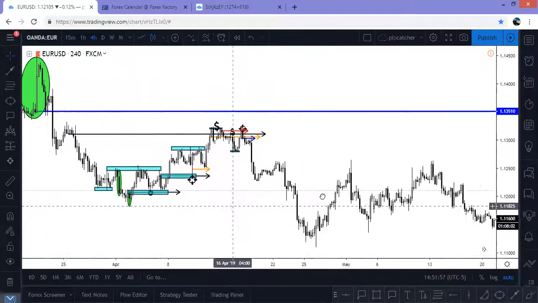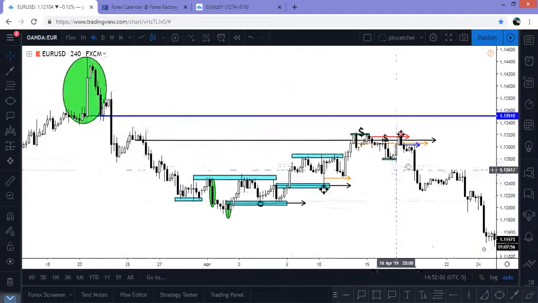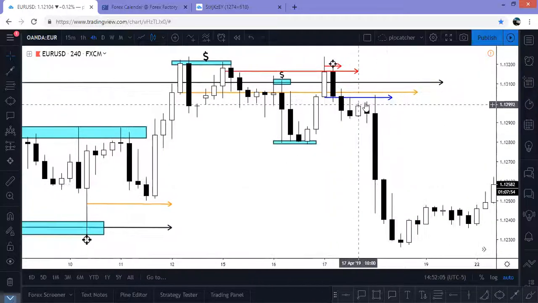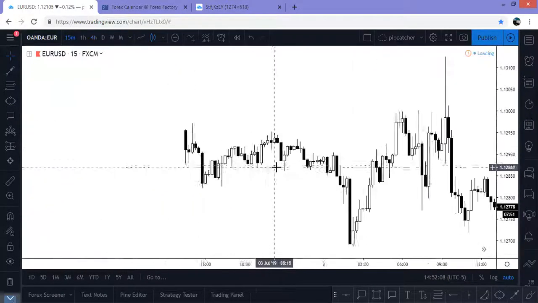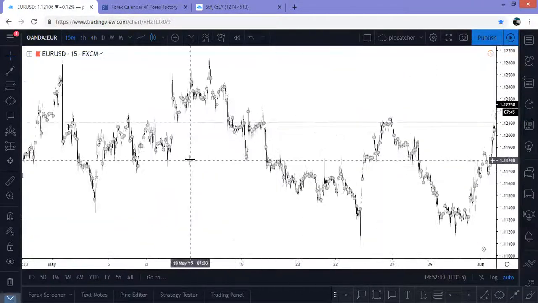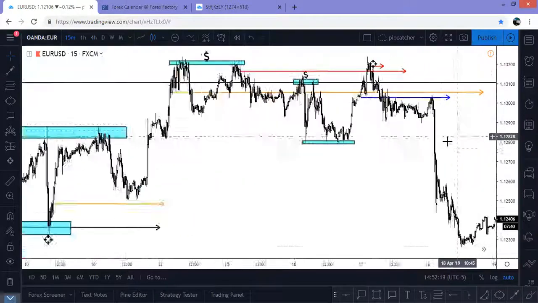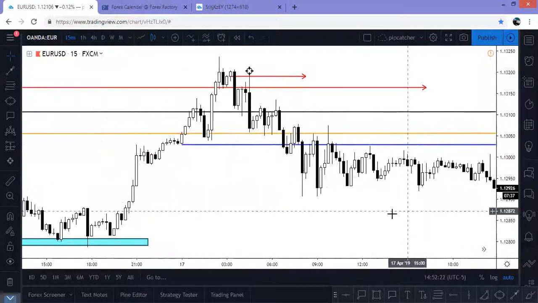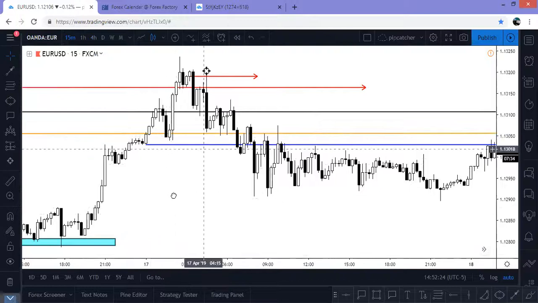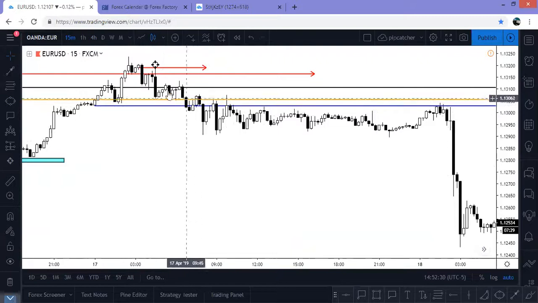Those sniper entries, they're just beautiful, right? So you guys see that blue line? I'm going to go to the 15-minute and see where we could have got in. All right, so here we are. Okay, check this out right here. You guys see this orange line? So that's where this structure was on the 4 hour, okay?